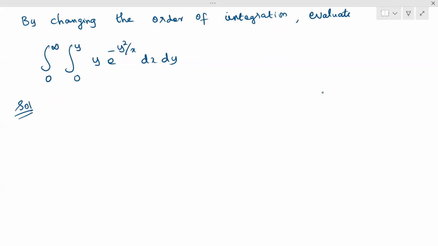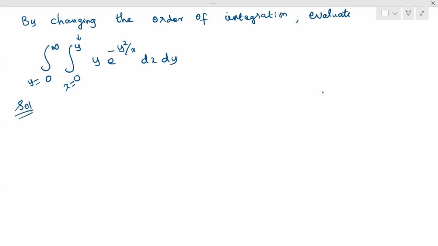Before starting the problem, first we have to check whether it is given in the correct order. See here, the lower integration limit is the variable y. Definitely it is for the variable x, so x varies from 0 to y. So the order should be dx dy. If it were dy dx, the outer integration limit would be for the variable y. So the order they have given is correct, dx dy.